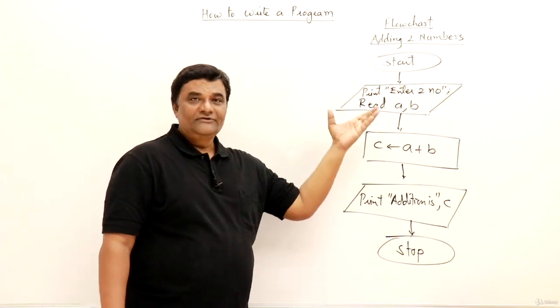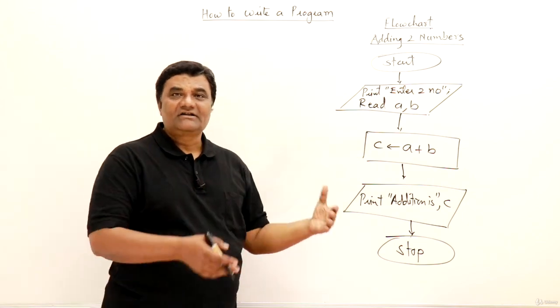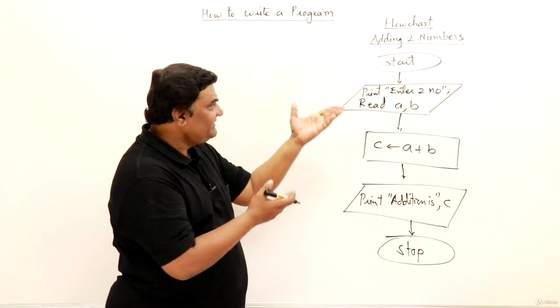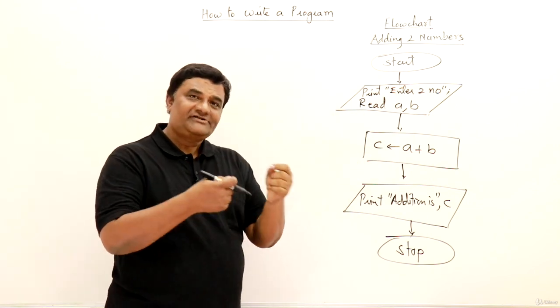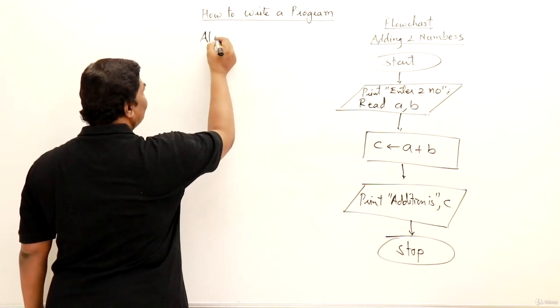This is the flow chart for adding two numbers. Now the same thing, I will write as an algorithm using pseudocode. So what is pseudocode? This is pseudocode. This is not C language code. So let us write an algorithm for adding two numbers.